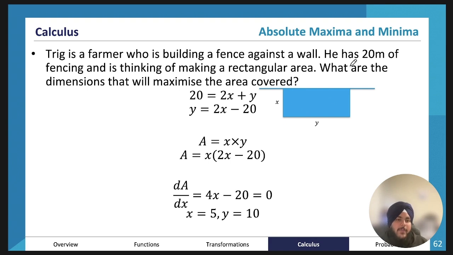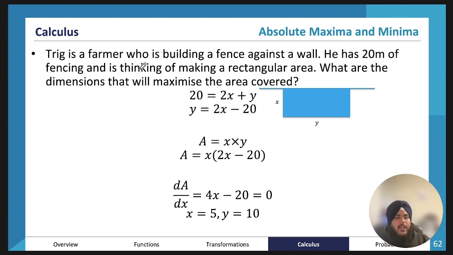So here is a bit of a practice question, or more an application question, about calculus and absolute maxima and minima. If you're online, please have a quick go, or if you're not watching this as a live stream, pause and have a quick go at this question, and then we will go through the answers. Otherwise, as a live stream, we'll go through the solutions now.